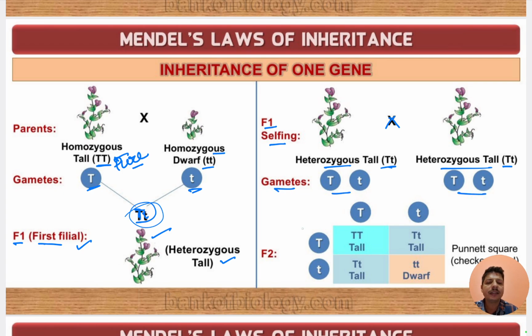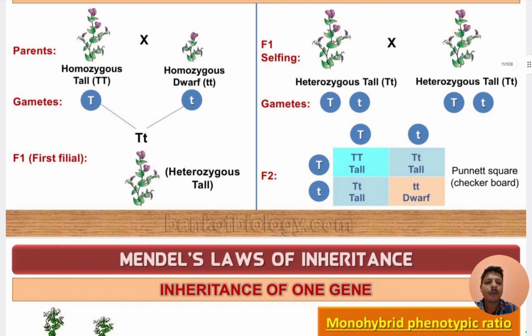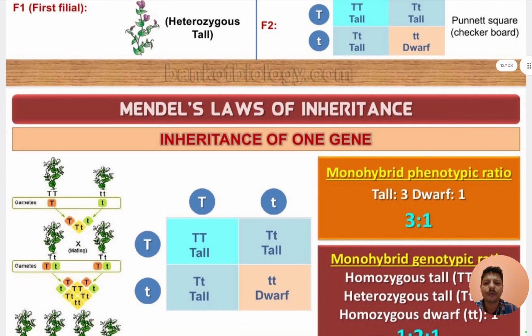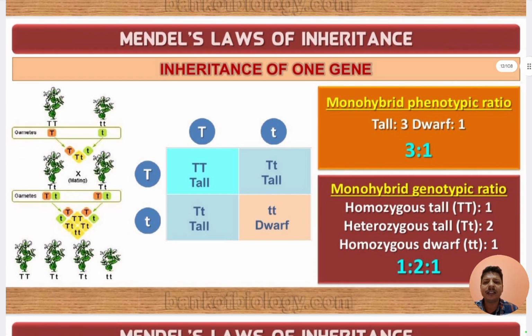Gametes are like this. And in the F2 generation, the second filial generation, what result came? Here, one pure tall plant, two impure tall plants, and one dwarf plant. This type of square is called a Punnett square or checker board also.